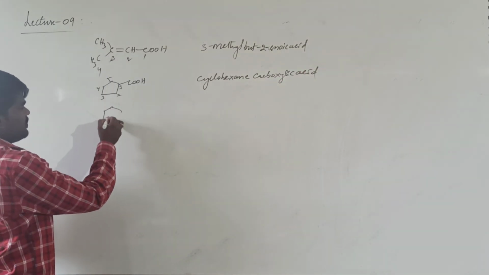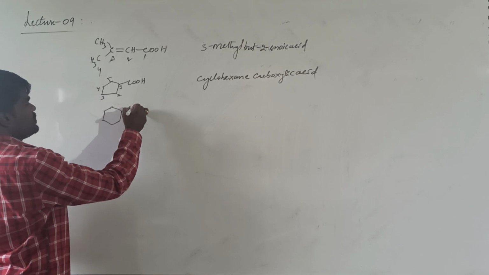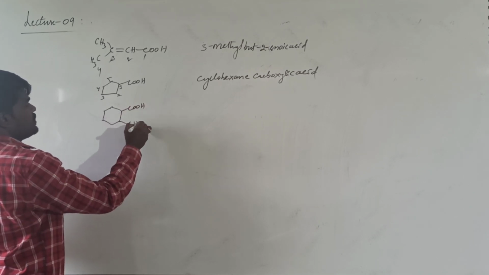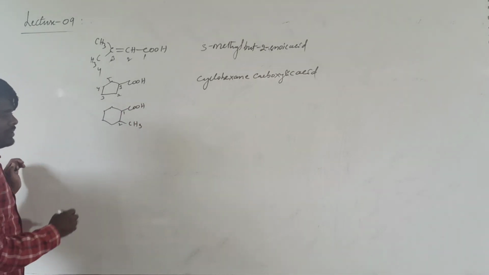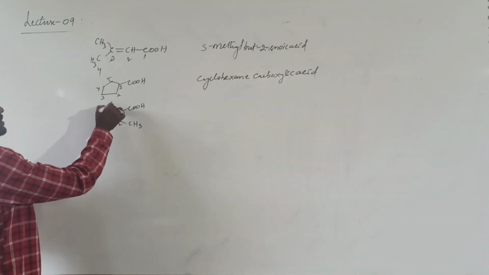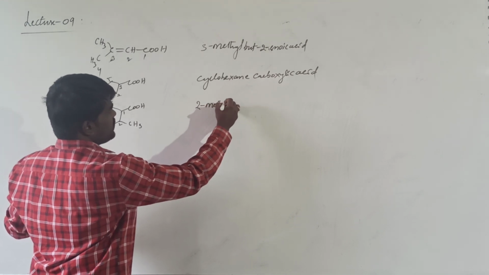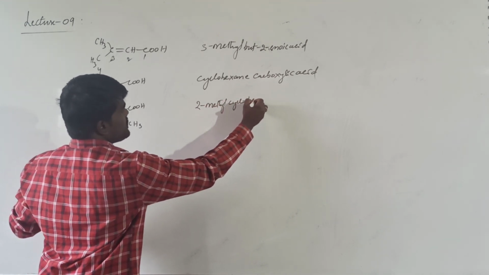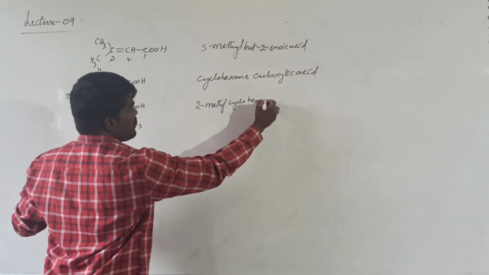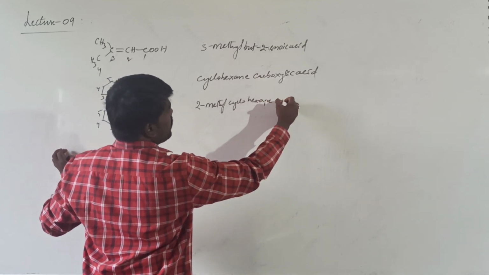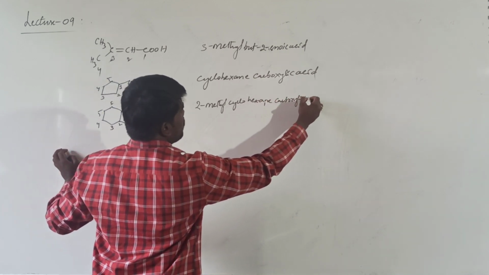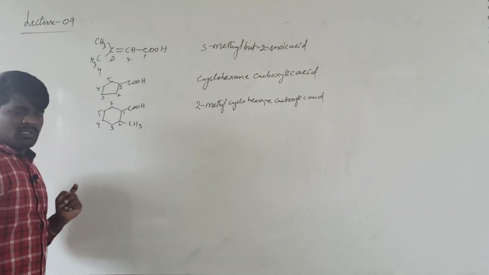Suppose if you have a compound in this manner, COOH, CH3. Now if you see 1, 2, 3, 4, 5, 6. This we call 2-methyl cyclohexane carboxylic acid we call it as, right?